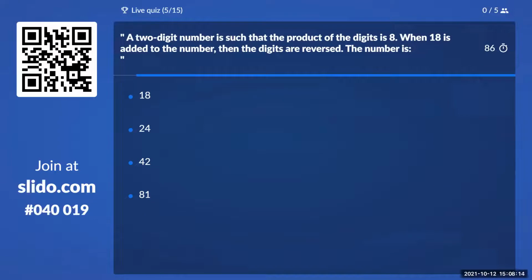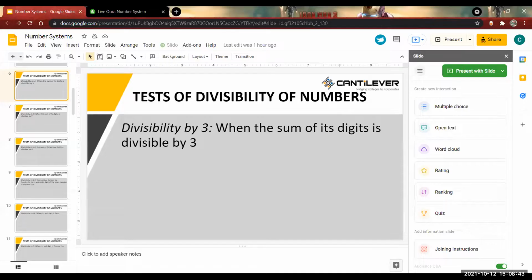A 2-digit number is such that the product of the digits is 8, and when 18 is added to that number, the digits are reversed. So what you can do here is assume the values of the digits as variables and try to solve it. Let's see if you can solve it or not.